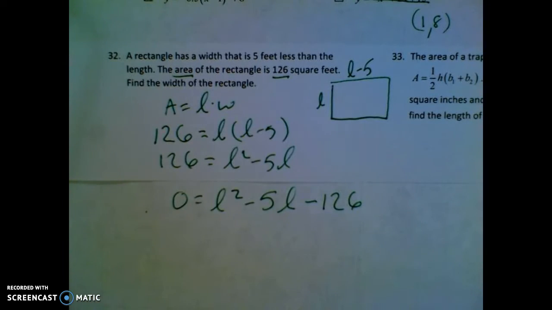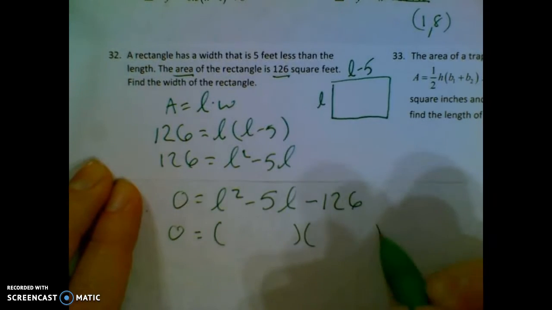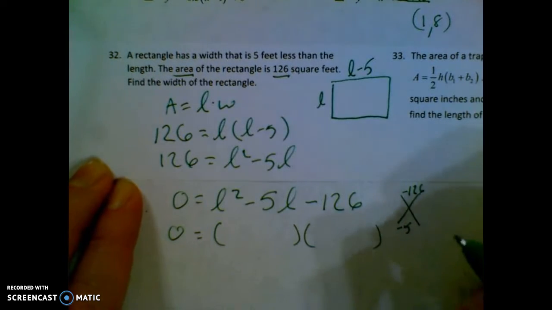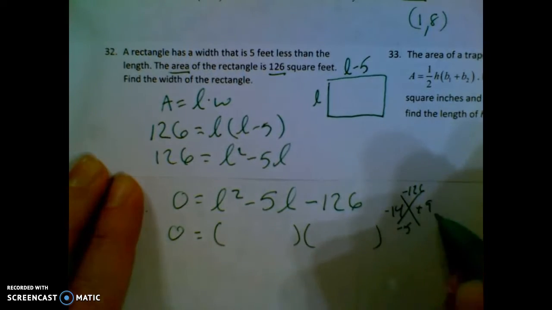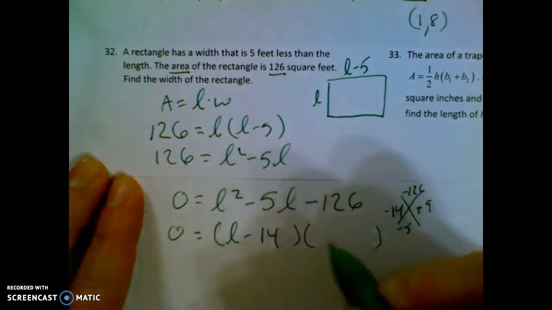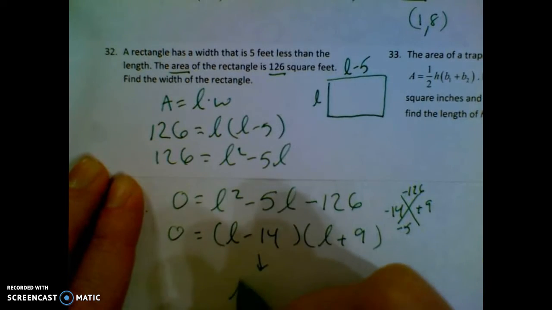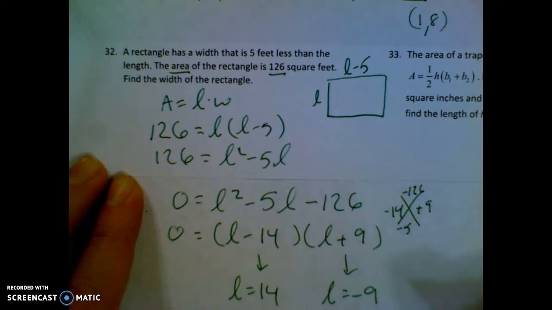From here, you can do quadratic, whatever you want to. I'm going to go ahead and just factor. It's a pretty easy X method. What multiplies to be negative 126 and adds to be negative 5? That's going to be a negative 14 and a positive 9. So I'm going to have L minus 14 and L plus 9. Set each of these equal to 0, so you get L equals positive 14 and L equals negative 9.